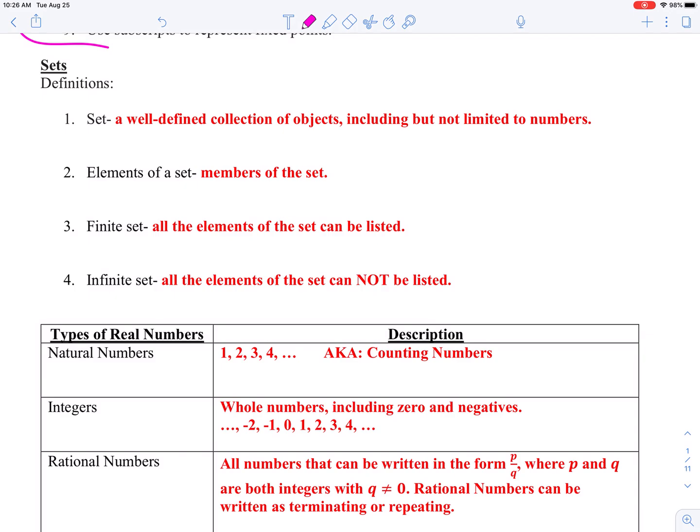Like if they said, list every single real number that exists, well, you can't even list every single real number that exists between 0 and 0.1, right? There's always going to be a smaller and smaller and smaller decimal.